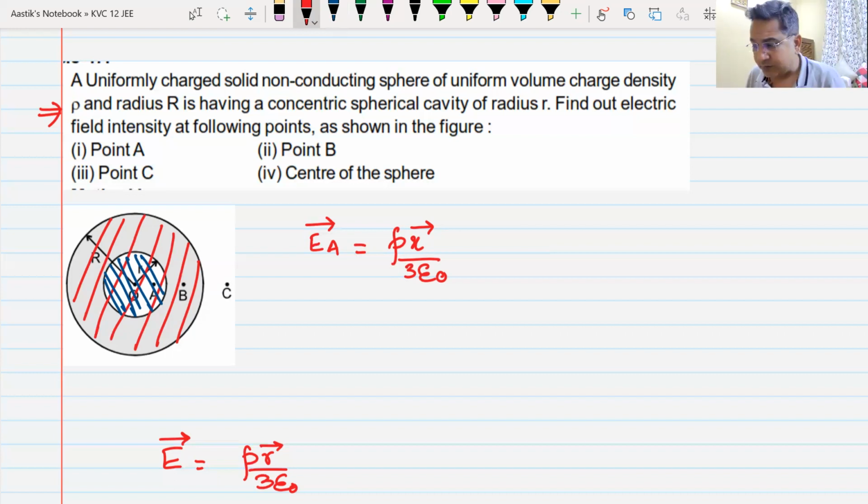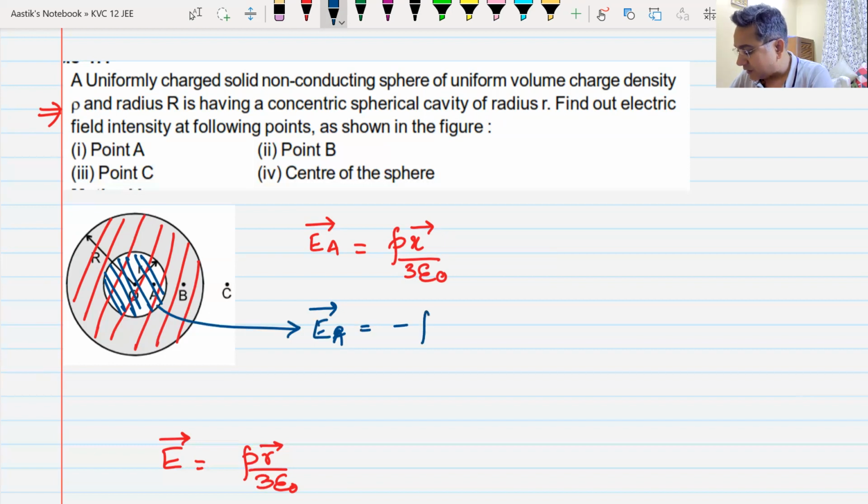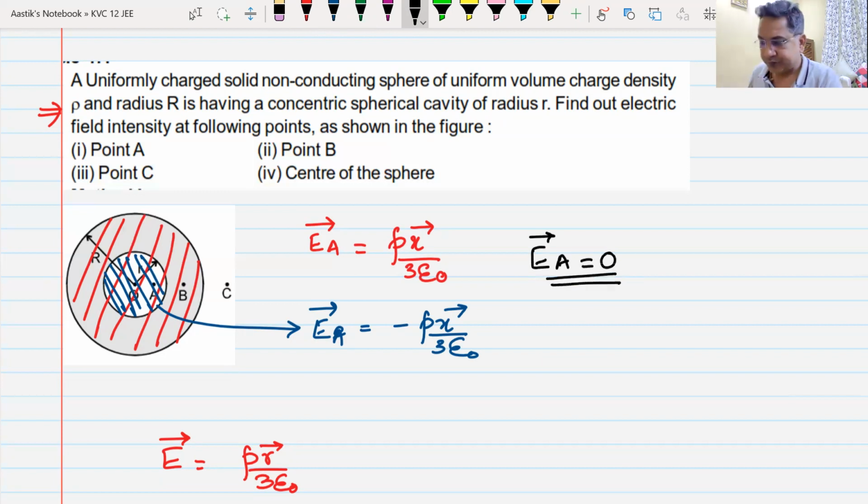If I put this negative rho, it will cancel that positive rho, and the net charge will become 0. That will give the illusion of this hole. So what will be the electric field due to this blue one? Electric field due to the red one is rho x by 3 epsilon naught. The electric field due to the blue one will be the same thing but with a negative sign. So what will be the total field at point A? The total field at point A will turn out to be 0. That is the answer for the first part.